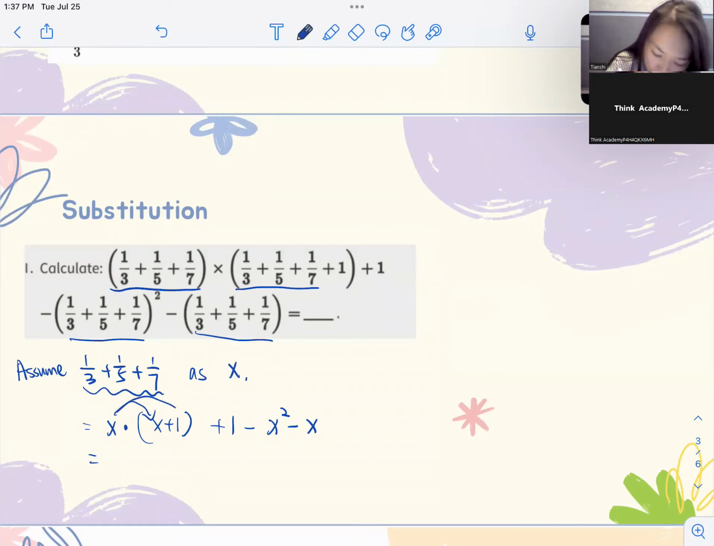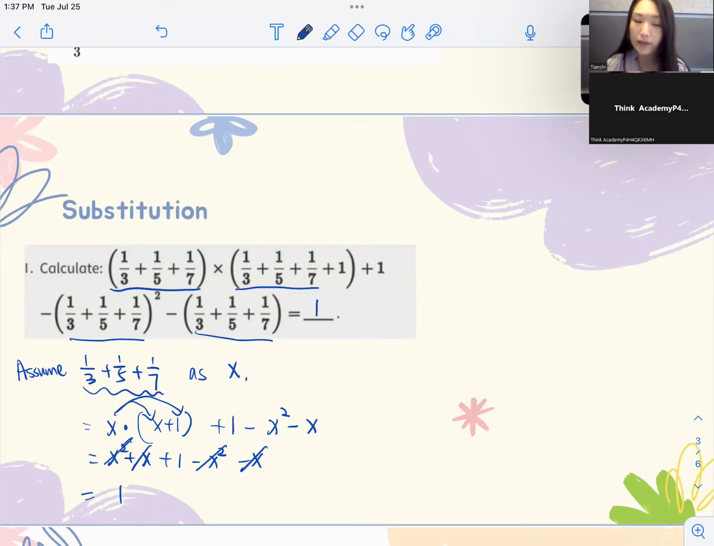Use the distributive law of multiplication: x squared plus x, and then plus 1 minus x squared minus x. The x squared terms cancel out each other, and the x terms also cancel out each other. So the whole thing has nothing to do with x, which means it has nothing to do with 1 over 3 plus 1 over 5 plus 1 over 7. So the whole thing can be simplified to 1.